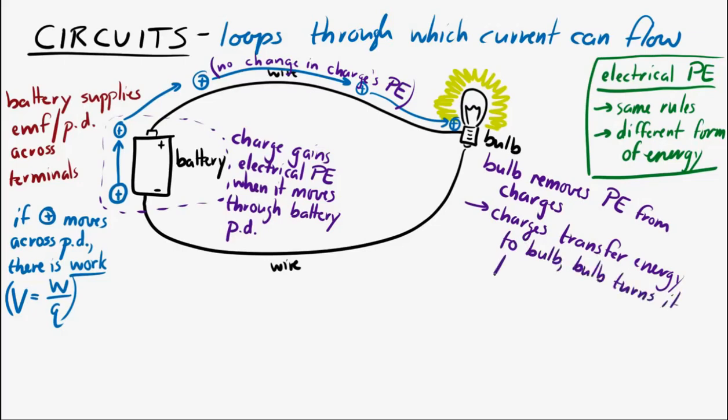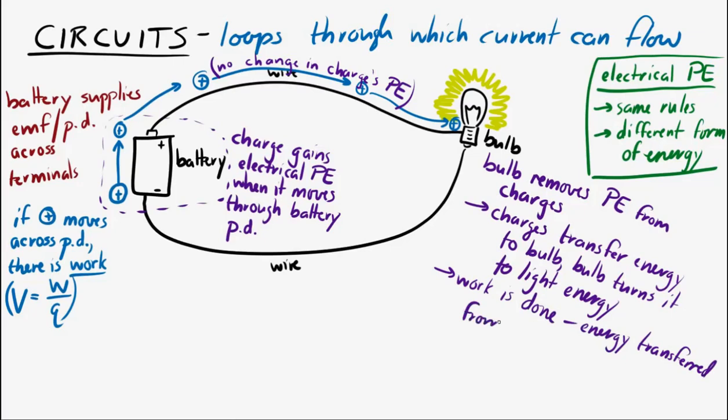This means that work is done in the bulb. Energy is transferred from the charges to the bulb. So there's also a potential difference across the light bulb. When the charges leave the light bulb, they have lost their electrical potential energy and they sort of sulk back through the wire to the negative terminal of the battery, where they start the whole journey again.